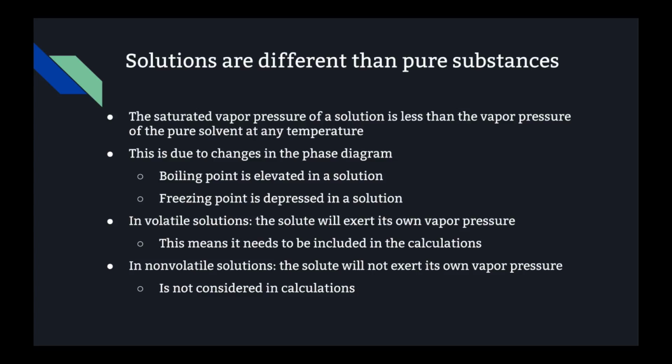Solutions are different than pure substances. The saturated vapor pressure of a solution is less than the vapor pressure of the pure solvent at any temperature. This is due to changes in the phase diagram. Boiling point is elevated in a solution and the freezing point is depressed in a solution. In volatile solutions, the solute will exert its own vapor pressure. This means that it needs to be included in the calculations. In non-volatile solutions, the solute will not exert its own vapor pressure. It is not considered in the calculations.